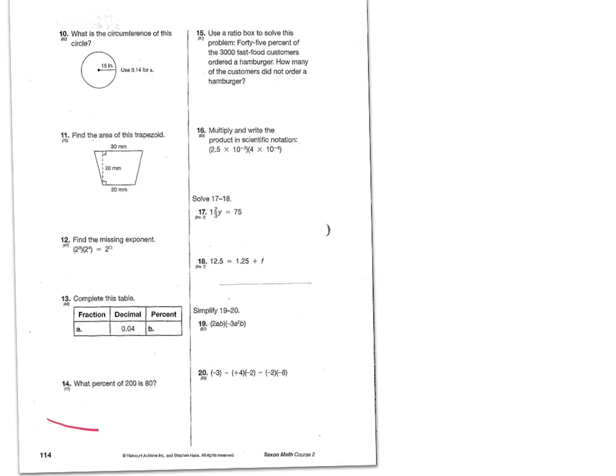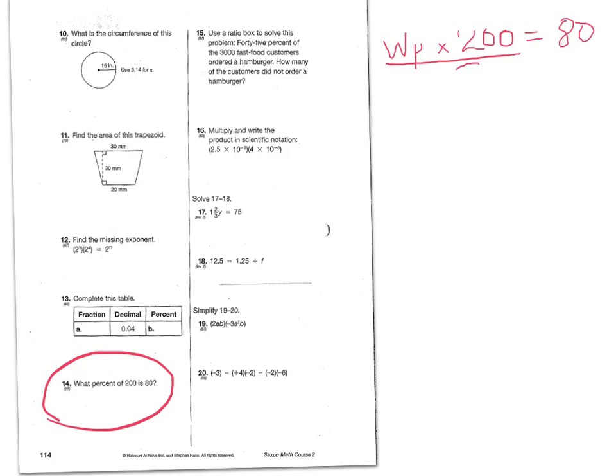Okay, we're going to look at number 14. Number 14 is a really easy one because it's just talking about percent of a number, and we have done these quite a few times. It just says what percent, WP, of means multiplication, 200, means equal, 80. We know this is a pretty easy one because we can just divide to find our answer. Divide both sides by 200.